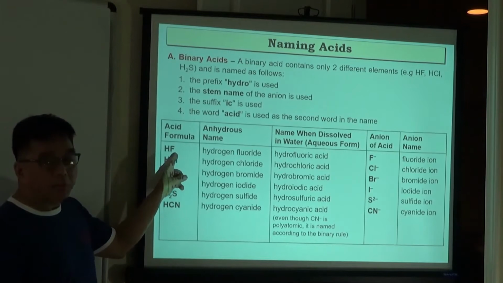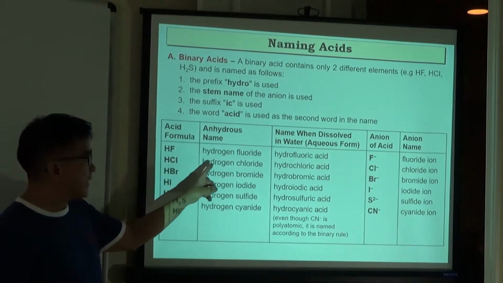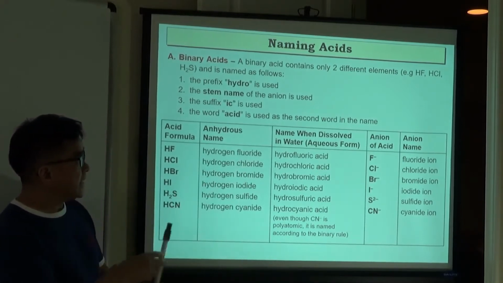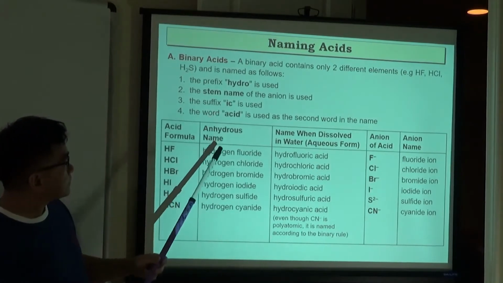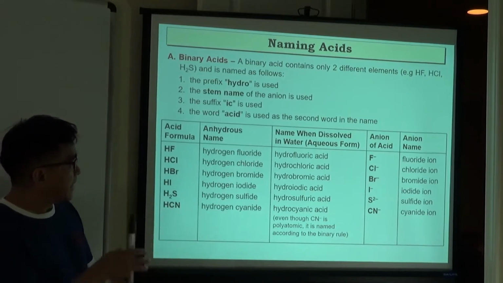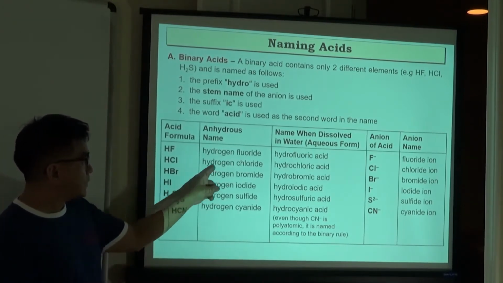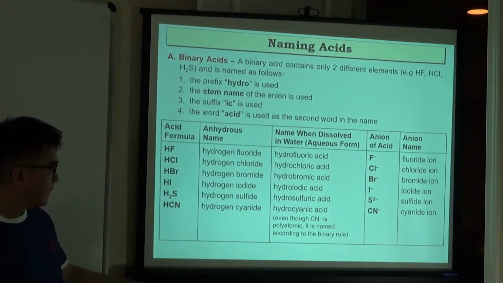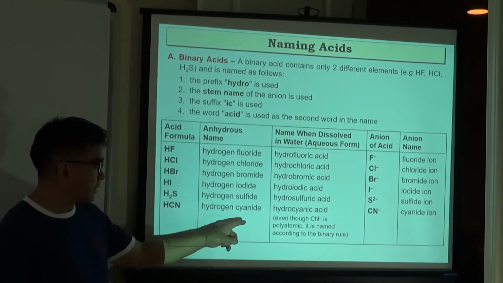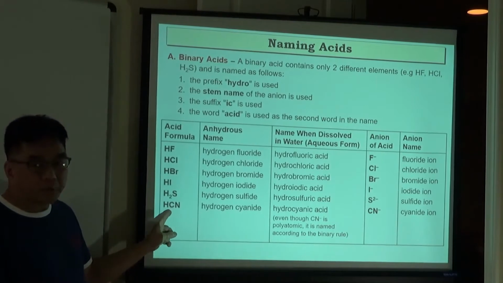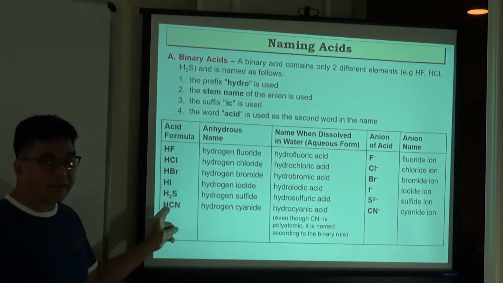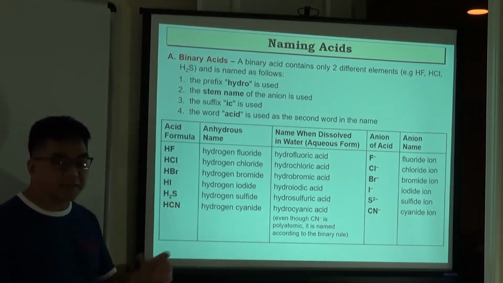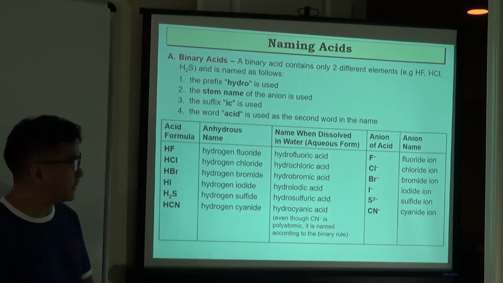And then the second non-metal, you name it using the stem name, so that's fluorine, so that's fluor, and ending in IDE. So, okay, ending in IDE, so that's hydrogen fluoride, hydrogen chloride, hydrogen bromide, etc. Okay, and this is hydrogen cyanide. Now this is not binary, this is actually three different elements, not just two.